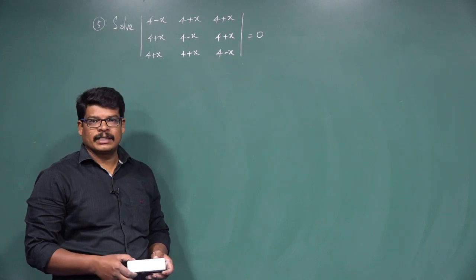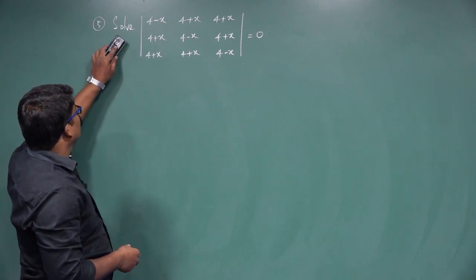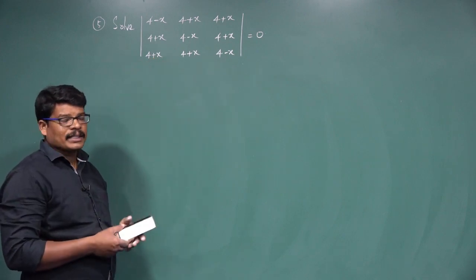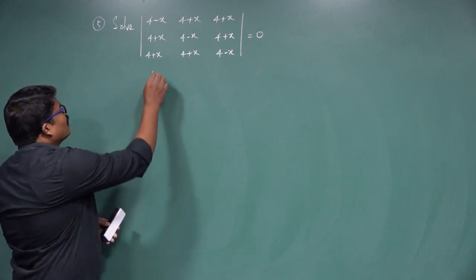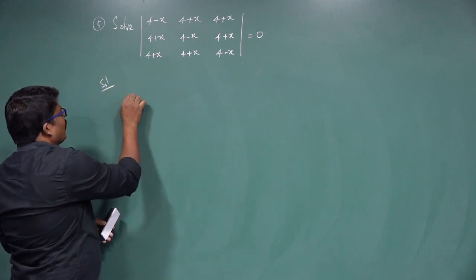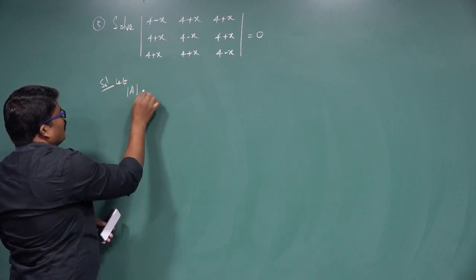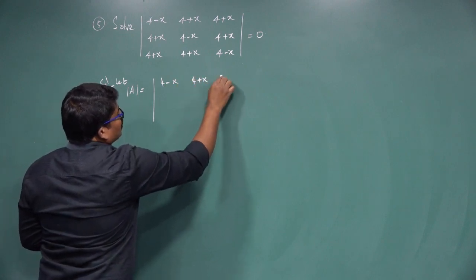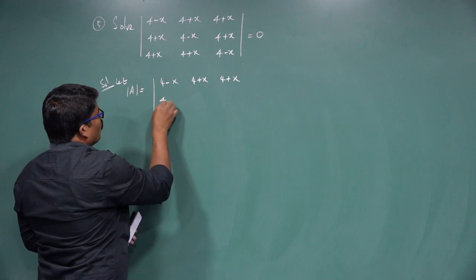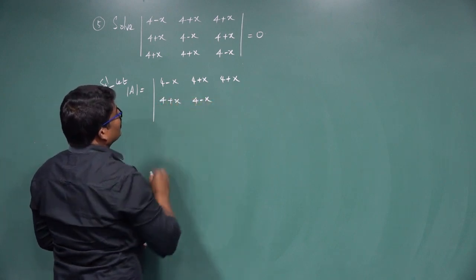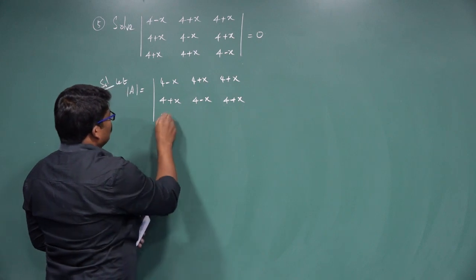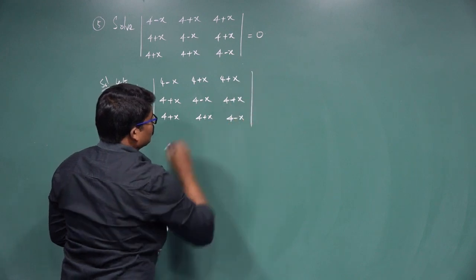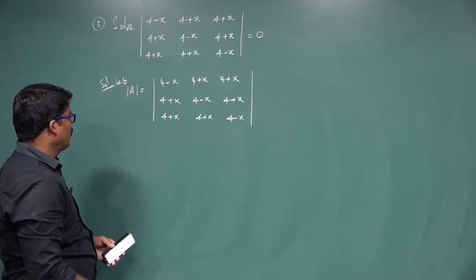Hence proved. Next problem, question number 5. Solve, given the determinant equal to 0. Solve means find the value of x. Solution for x. Given the determinant is A. The determinant A equal to determinant of 4 minus x, 4 plus x, 4 plus x. In second row, 4 plus x, 4 minus x, 4 plus x. Third row, 4 plus x, 4 plus x, 4 minus x. This is the determinant A.